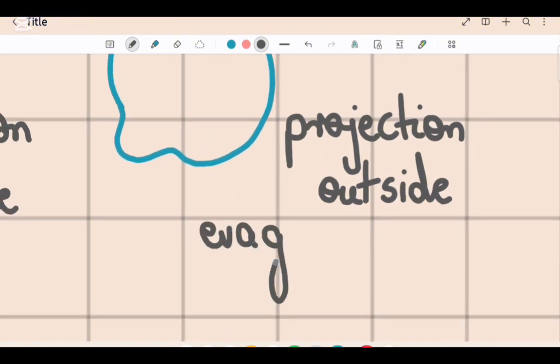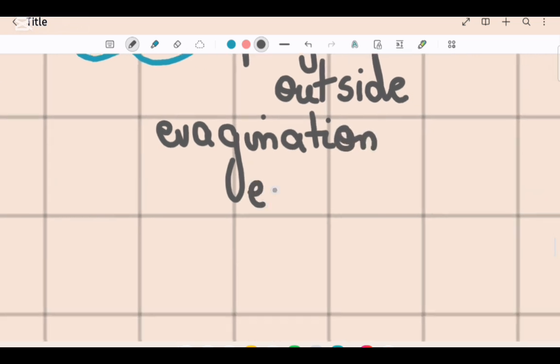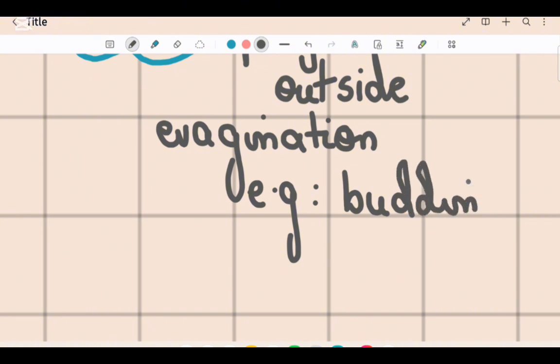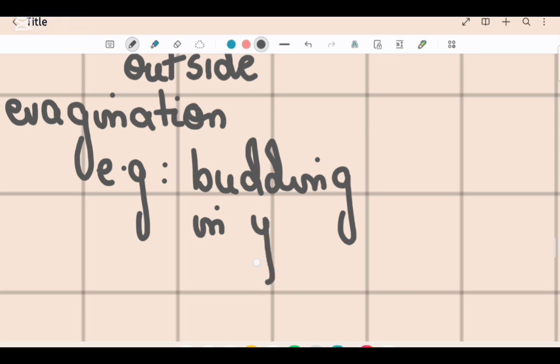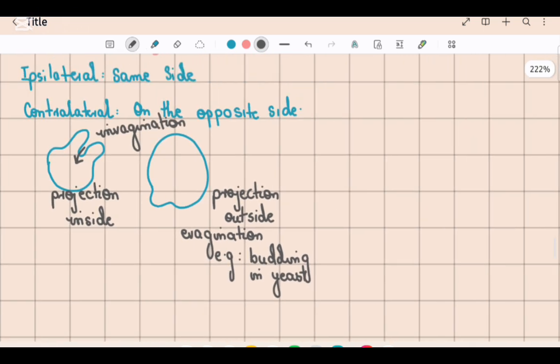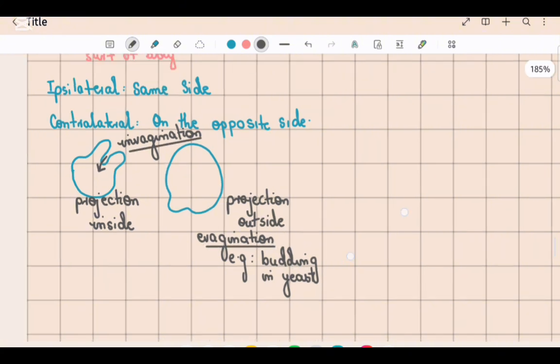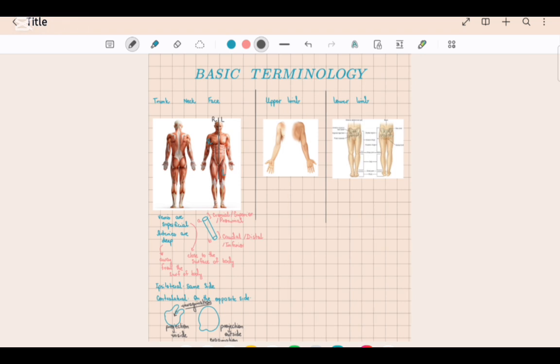And the best example according to me is the budding you see in the yeast. Budding in yeast is an example of evagination. So anything that is projecting outward is called an evagination. Anything that is projecting inward is called an invagination. Okay, so that was about the terminologies in relation to your trunk, neck and the face.